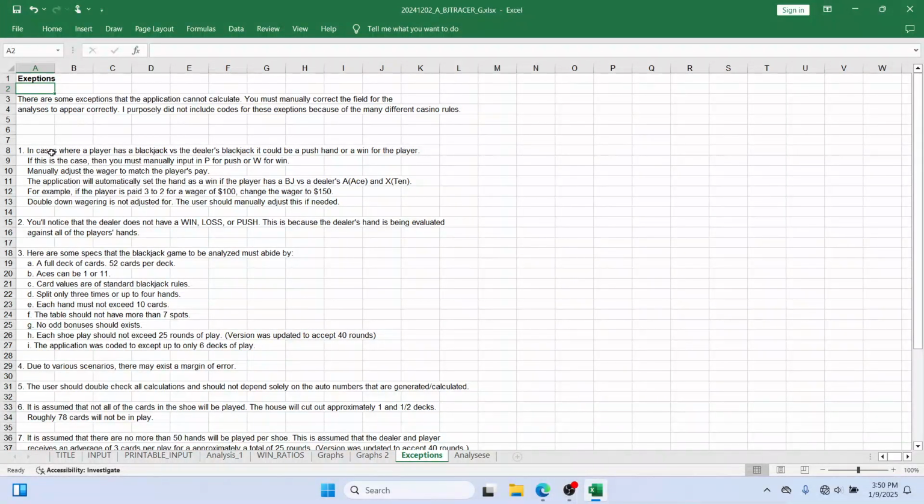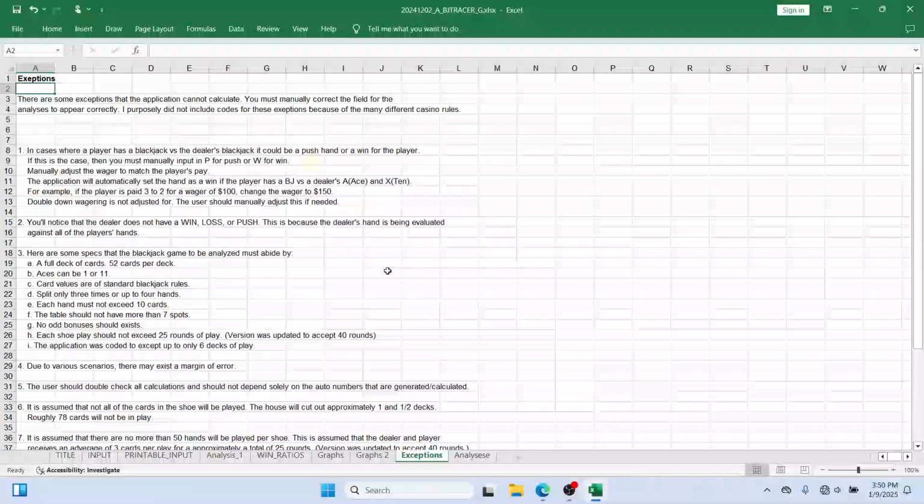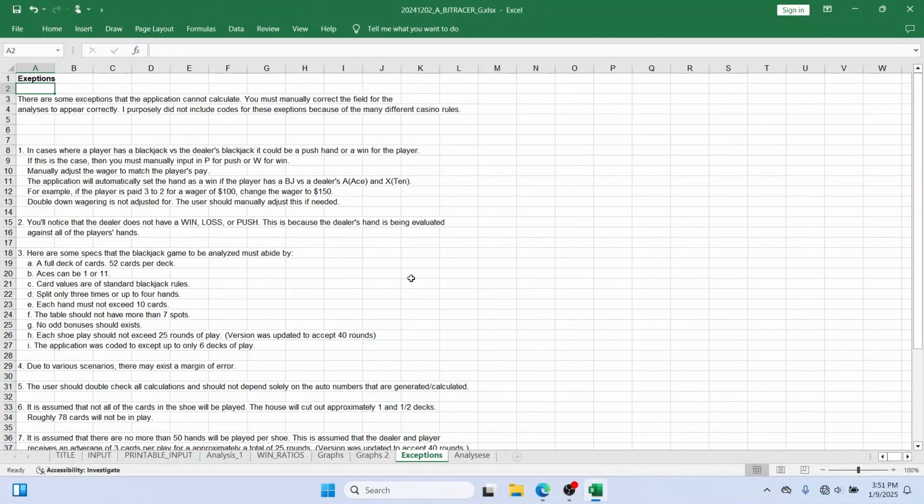Okay, so you have to always remember, for example here, in case where a player has a blackjack versus the dealer's blackjack, it could be a push hand or a win hand for a player. Okay, if this is the case, then you must manually input P for push or W for win. Okay, so this is adjusting it. So based on your casino's rules, it could be different from other casinos.